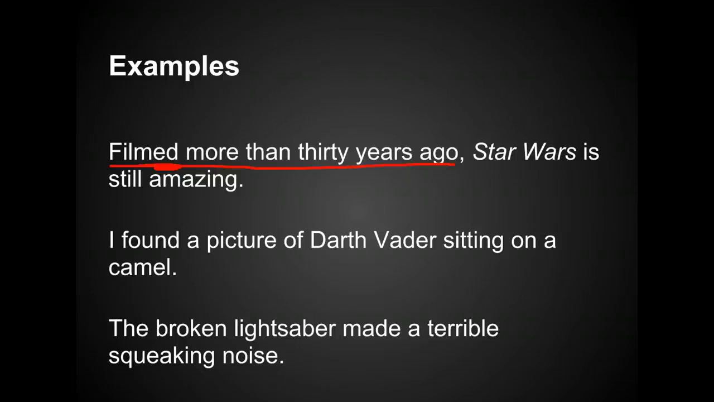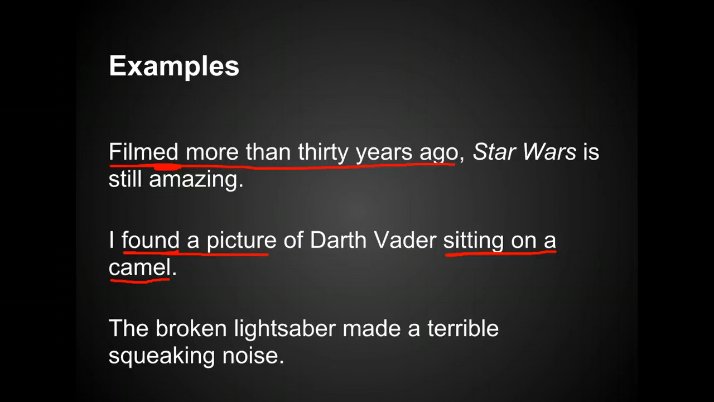I found a picture of Darth Vader sitting on a camel. Let's make this a little more confusing than it needs to be. If I'm looking at this sentence, I see two words that look like verbs: found and sitting. Now let's say, I don't know which one it is, but I think I can identify something that might be a phrase. So I say to myself, okay, found a picture. Maybe that is a participle phrase. On the other hand, we've got sitting on a camel. Perhaps this is our participle phrase.